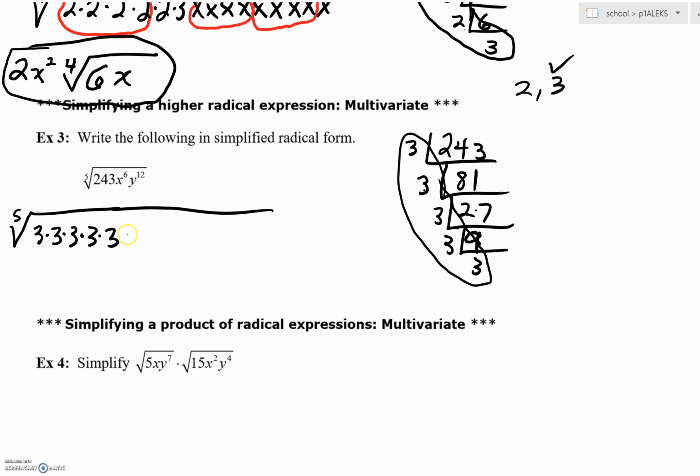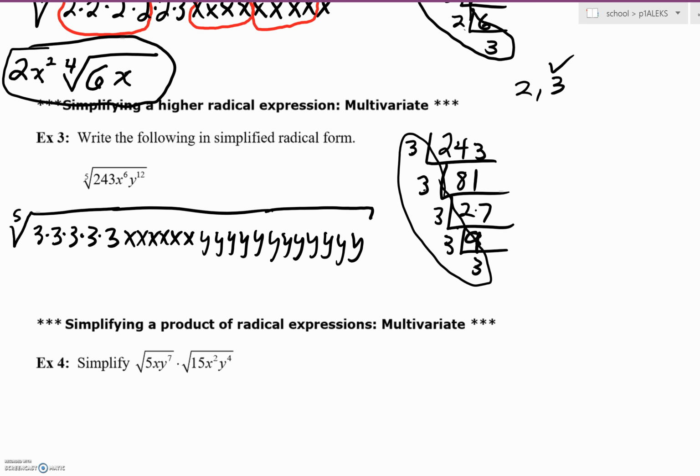And you could say, well, I need 6 x's. 1, 2, 3, 4, 5, 6. And I'd have 12 y's. Wow. 1, 2, 3, 4, 5, 6, 7, 8, 9, 10, 11, 12. Yikes, that's nuts. That's why I showed you that division relationship. Maybe it's easier to work that out.